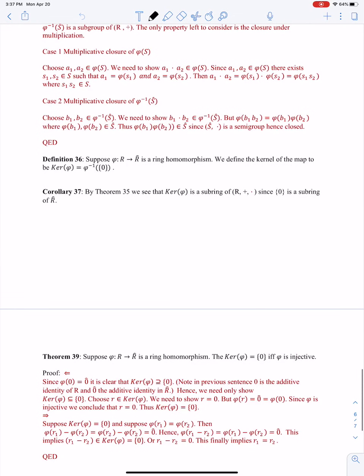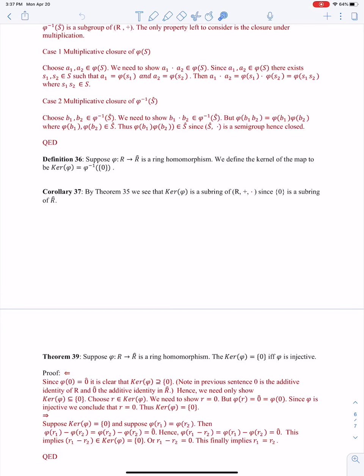So we left off last time at definition 36. Suppose phi is a ring homomorphism going from R to R hat. Then we define the kernel of phi to be the inverse image of 0, where 0 here is the additive identity in R hat.